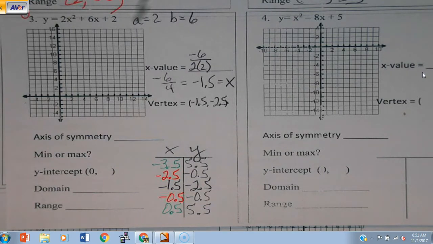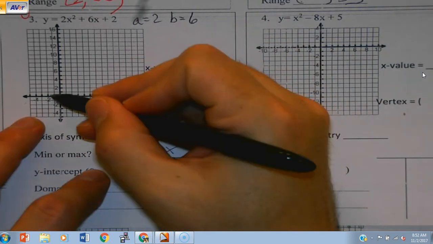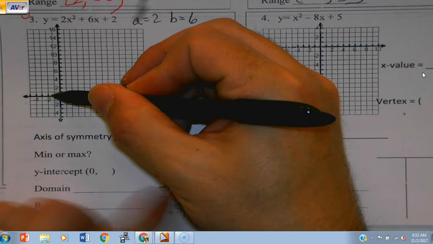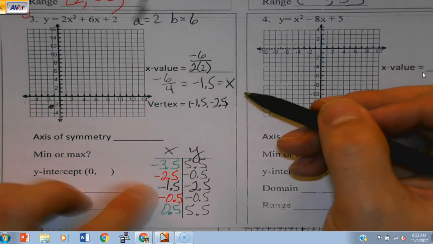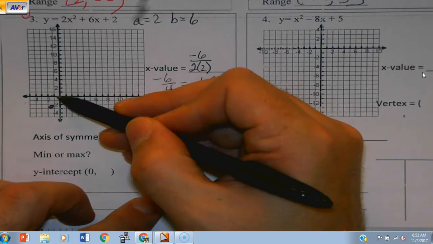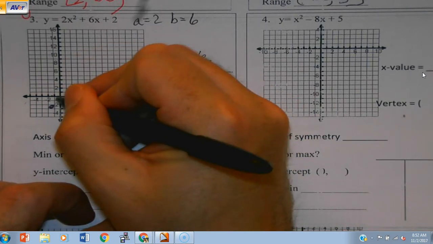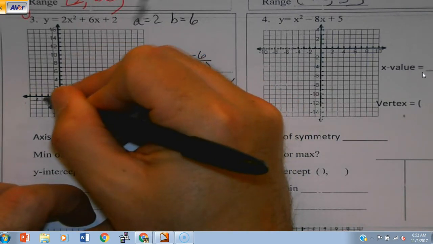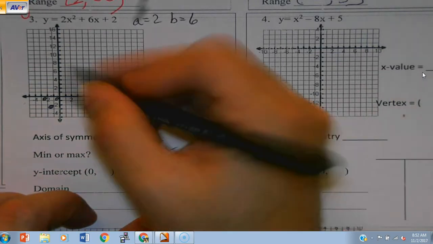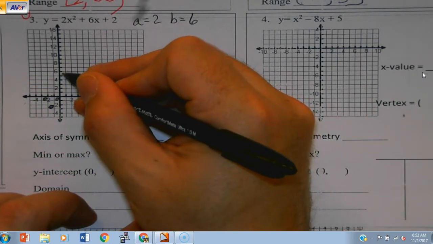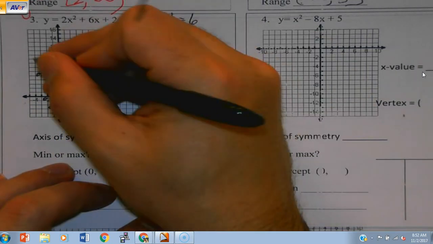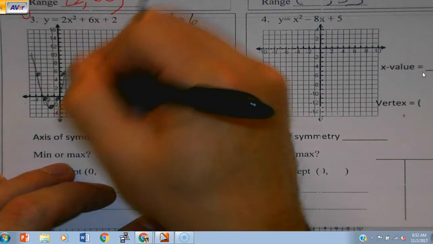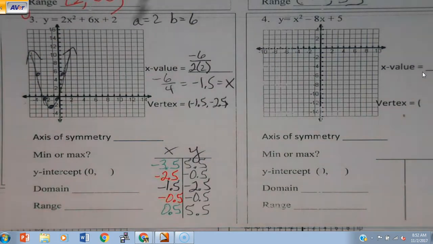I'm going to go ahead and plot these points. And again, it's not probably going to be perfect. So negative 1.5, between negative 1 and negative 2, negative 2.5. Yeah, that's approximately where it is. Okay, negative 0.5, negative 0.5. I've got one here too. And then at 0.5, we're at 5.5. That's quite a jump. Negative 3.5, we're at 5.5. Okay, so I still got there.